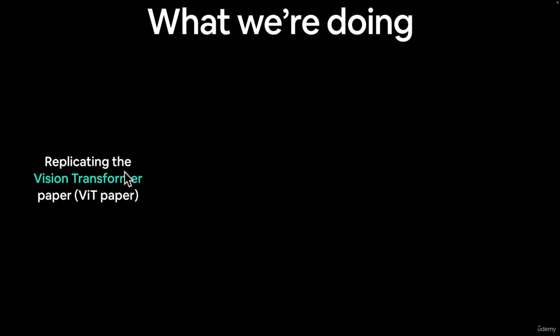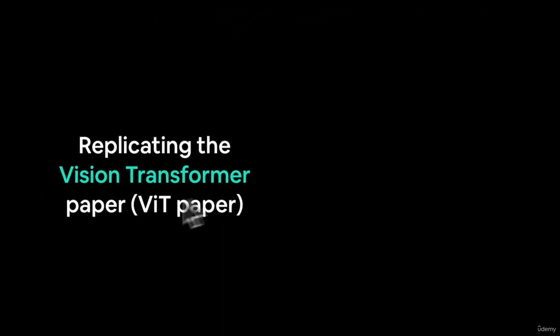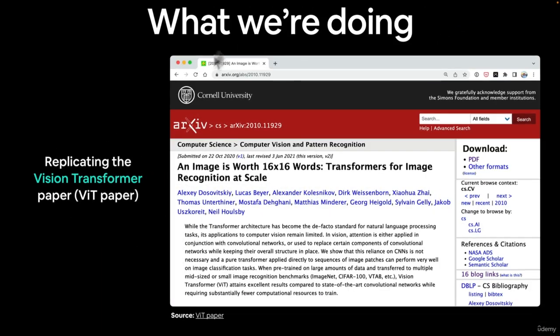We've hinted at this a few times now, but we're going to be replicating the Vision Transformer paper, or the ViT paper, with PyTorch code. And so here's the paper we've been talking about. An Image is Worth 16x16 Words. Transformers for image recognition at scale. Transformer is becoming a very popular and very effective type of neural network architecture. So this is the paper that originally brought in the transformer architecture for vision.